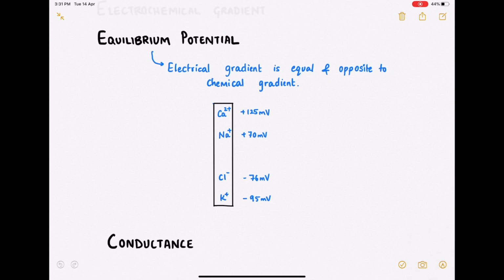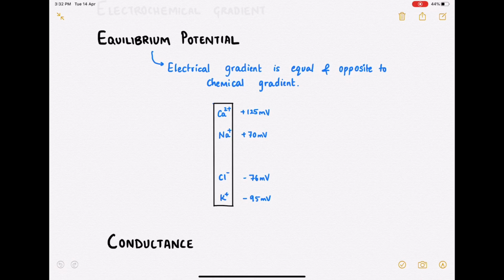Next we have the conductance. Conductance is the flow of an ion across the cell membrane. Greater the permeability of the membrane towards that ion, greater is the conductance of the membrane towards that ion. What's important for us to understand here is that an ion always diffuses in the direction that brings the membrane potential to its equilibrium potential.